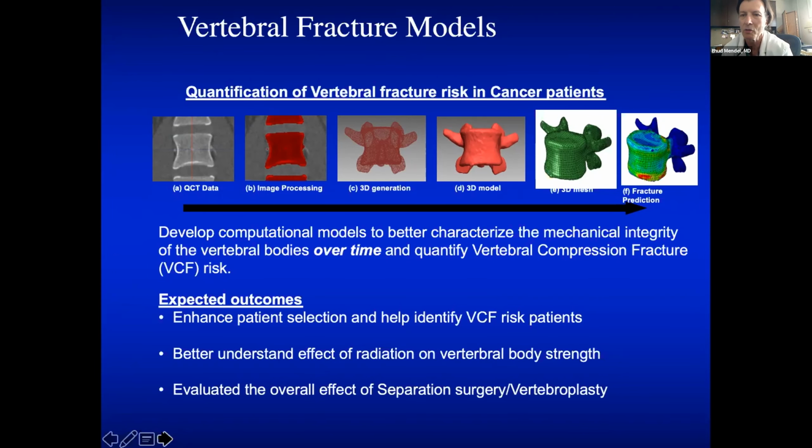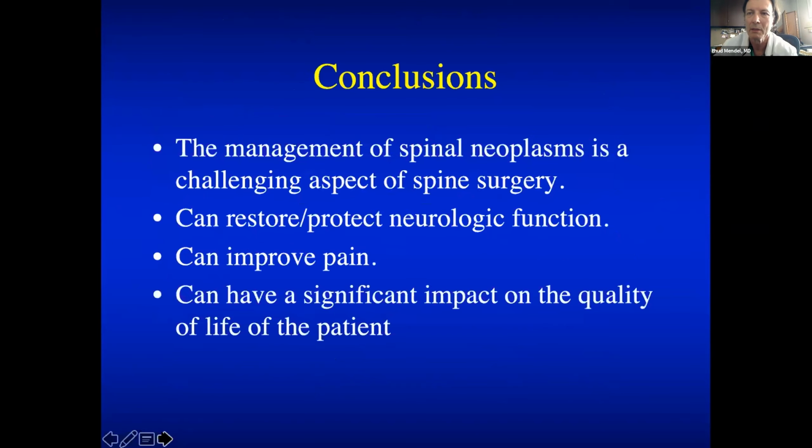those fractures occur. The outcome that we're looking at is enhancing patient selection and helping identify patients at risk for vertebral compression fracture, and better understanding the effect of radiation on vertebral body strength. We clearly know that radiation, especially stereotactic radiosurgery, can induce fractures, and then evaluating the overall effect of separation surgery with vertebroplasty instead of taking the whole vertebra as a whole.